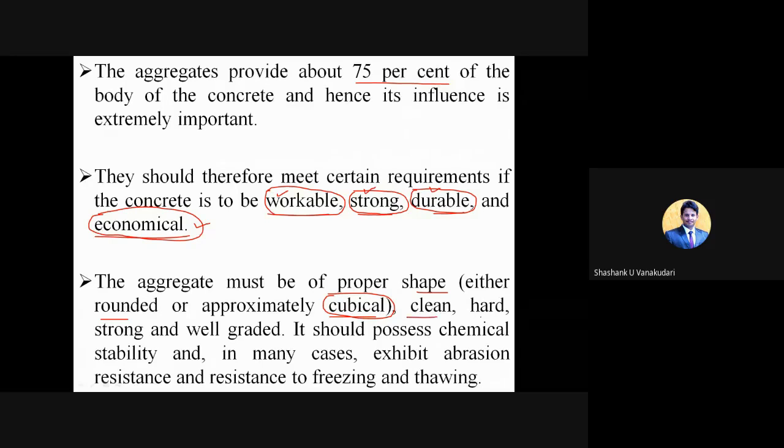And then it should be clean, hard, strong, and well graded, and it should possess some chemical stability, and in many cases exhibit abrasion resistance and resistance to freezing and thawing. So it should possess chemical stability, meaning when it reacts with the chemicals which are present in the environment, like when it comes in contact with acid rain and all, right? And in some cases it is going to absorb the chemicals which are present in the environment.